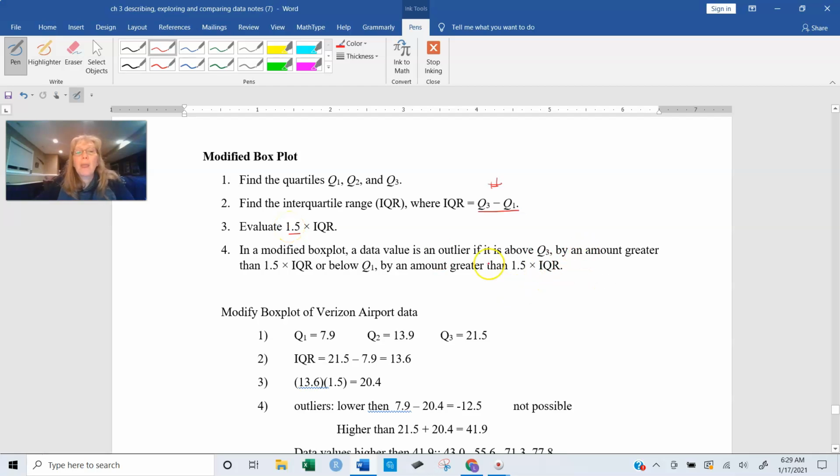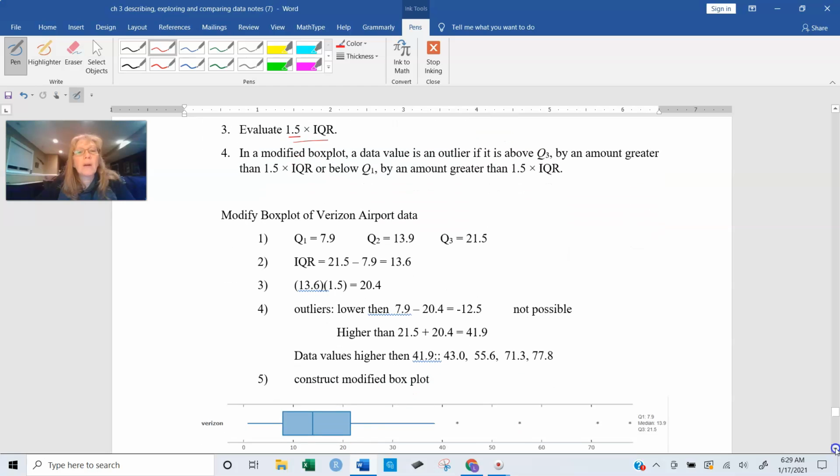Now we take the 1.5 times the range, and we add it to Q3 and subtract it from Q1, and see if there are any data values above or below that. Those are our outliers. So let's go down here.